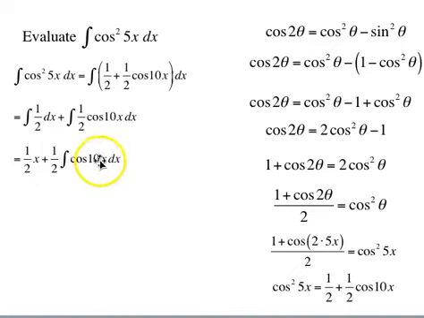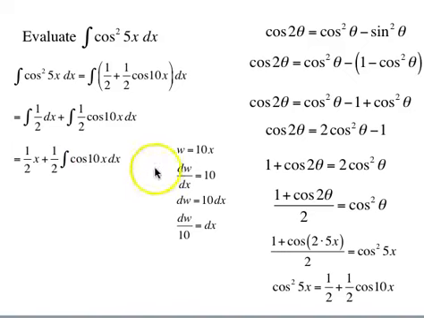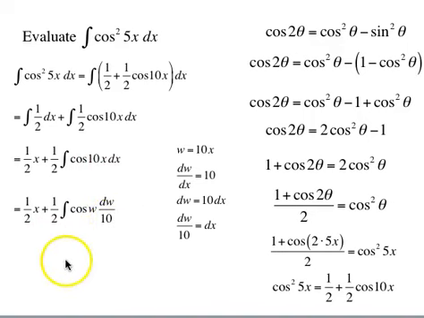Do that with the substitution. Let w be 10x. dw/dx is 10. dw is 10 dx. dw divided by 10 equals dx. So we're going to get cos w, dw over 10. Pull the 1/10 out in front. That'll make that 1/20th integral of cos w. The integral of the cosine is a sine. So the integral of cos w dw would be sine w plus C.